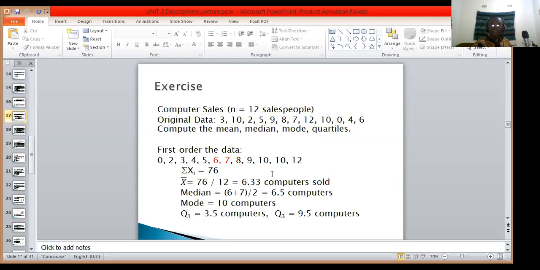That's how we calculate our mode. 10 is appearing twice, so it becomes our mode.